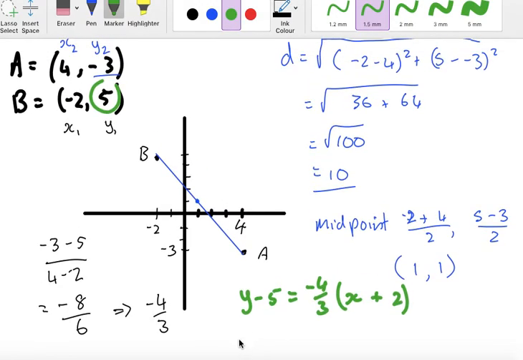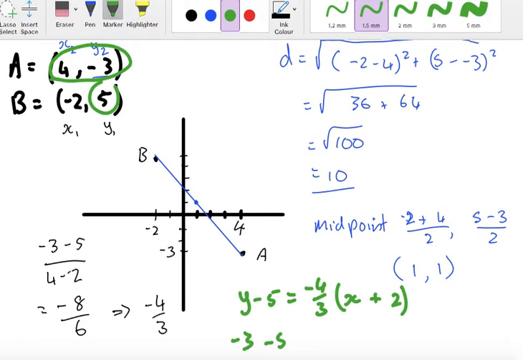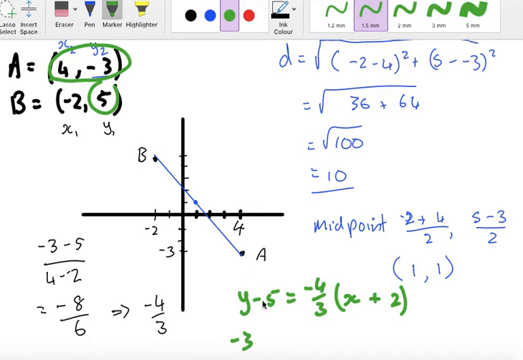If we used y equals mx plus c, we would have to take one of these points. Let's take the top one. y is negative 3, so I'm going to replace that y with negative 3. Whoops, I'm doing y equals mx plus c. Let's go back. Negative 3 equals the gradient times x. The x value is 4. So we're going to times that by 4, plus c.